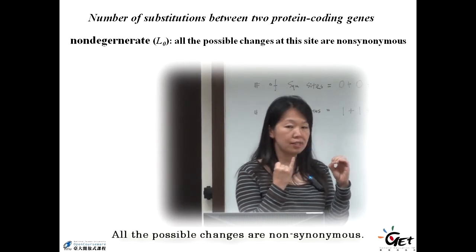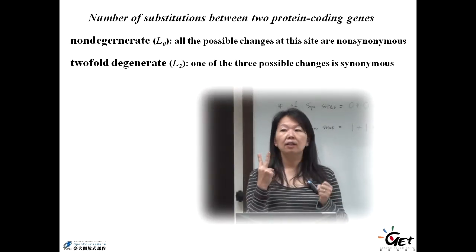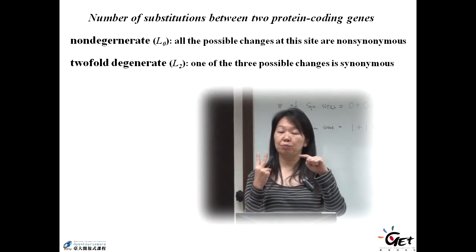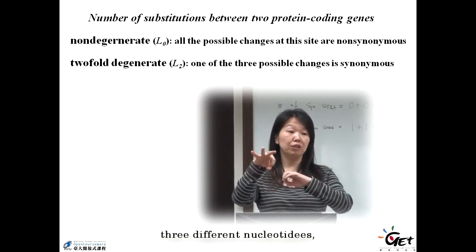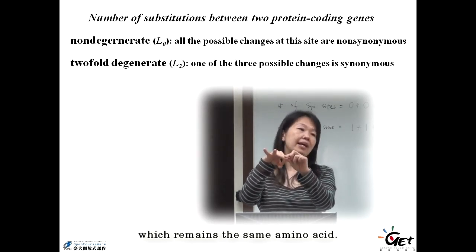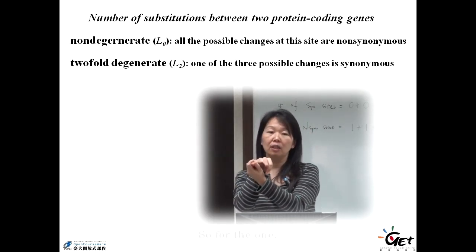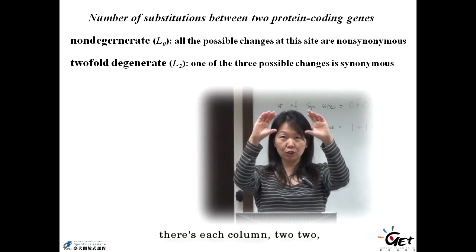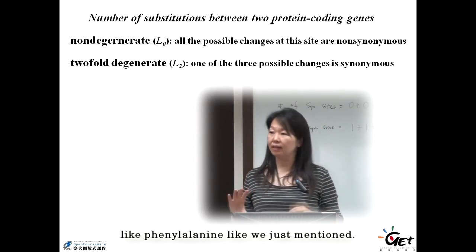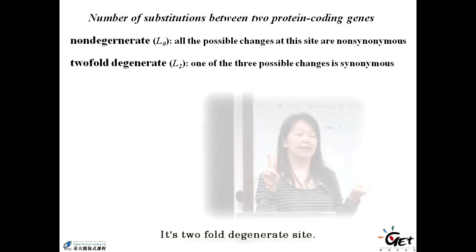All the possible changes are non-synonymous. Then there's 2-fold degeneracy. A 2-fold degenerate site has only one type of change that keeps the amino acid, because each nucleotide can change to 3 different nucleotides, right? But there's one which remains the same amino acid. The other 2 will change to a different amino acid. For each column, there are 2, 2. For those amino acids, like phenylalanine we just mentioned, it's a 2-fold degenerate site.